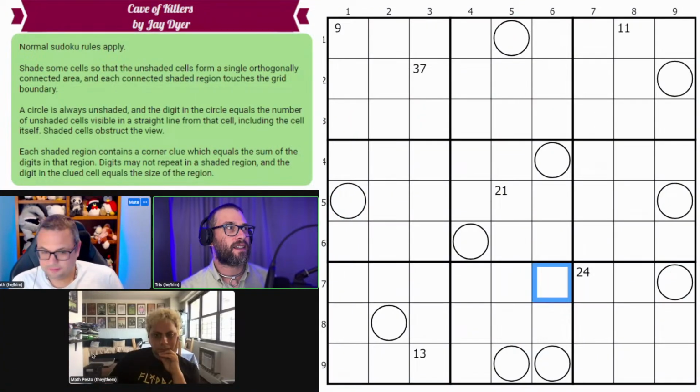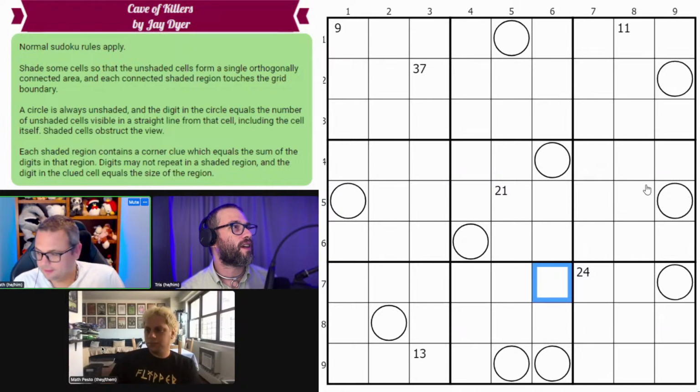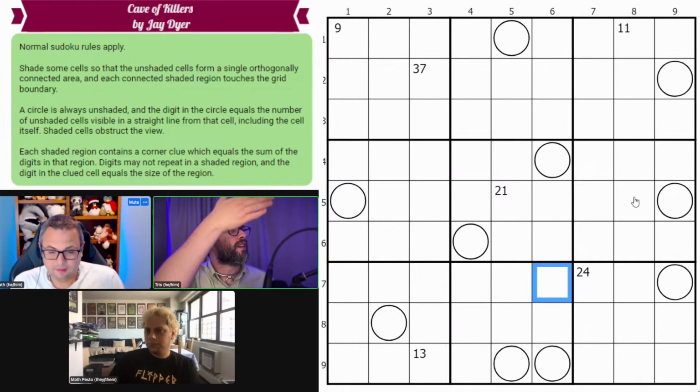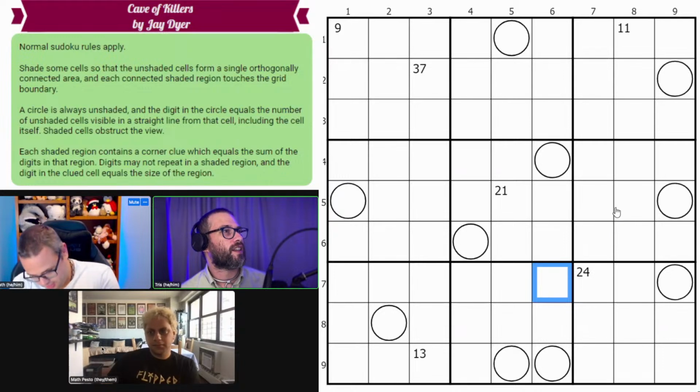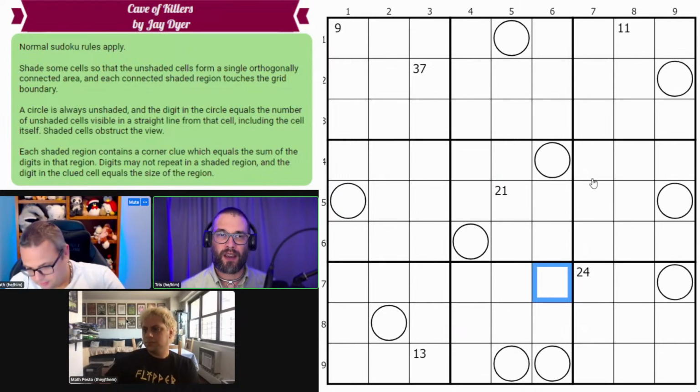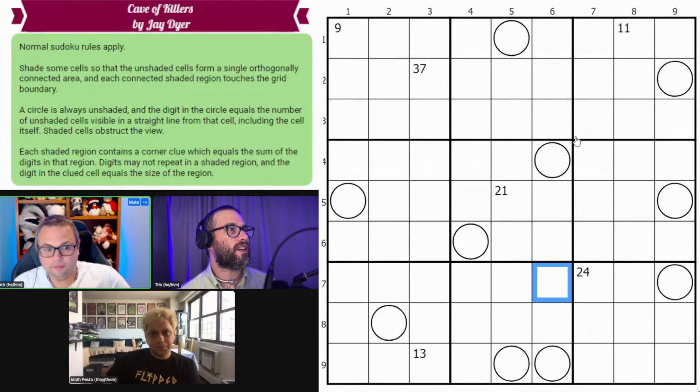Welcome back. I think I have reasonably set up the puzzle over here. Looks pretty good. Okay. One of those number puzzles.